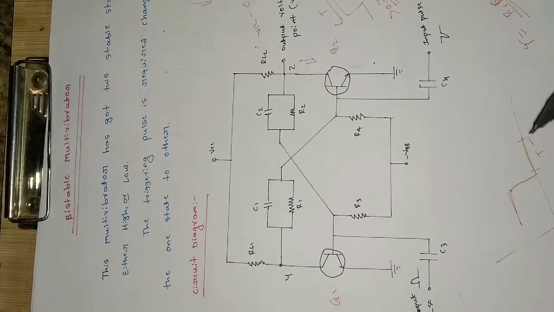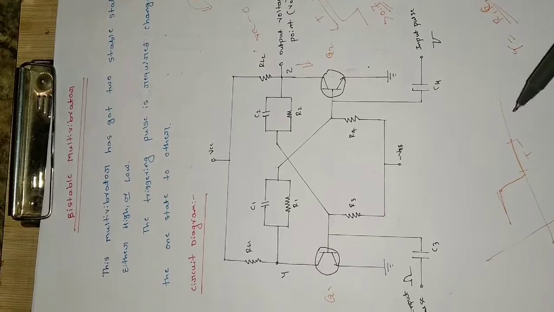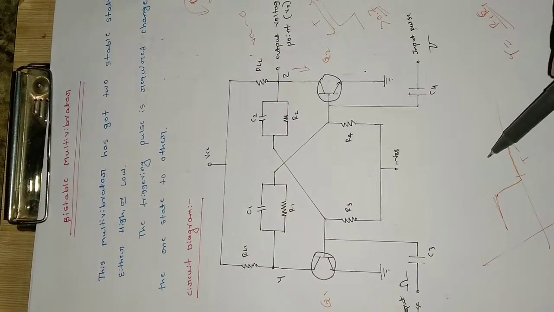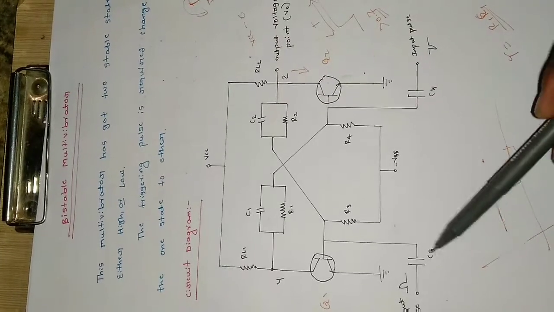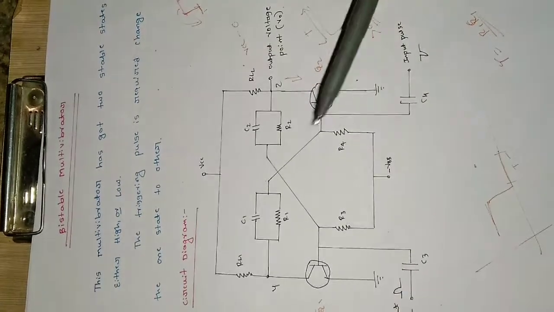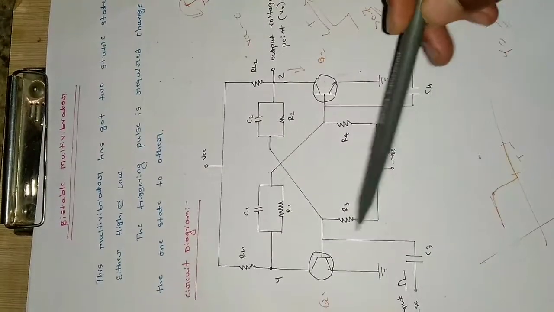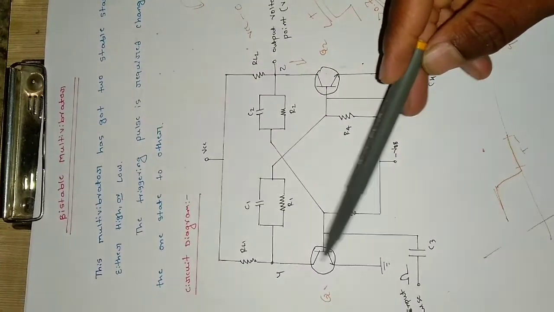Okay, so I have got the lower state now. But if I want to again go to the high state, what I have to do is apply a pulse on the transistor Q1. So until now the transistor Q1 was not conducting. So when we apply a pulse again, the transistor Q1 gets short circuited here.